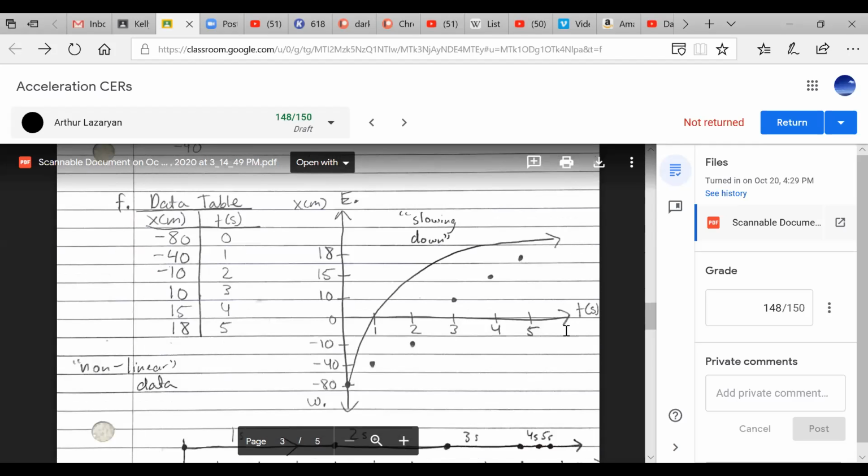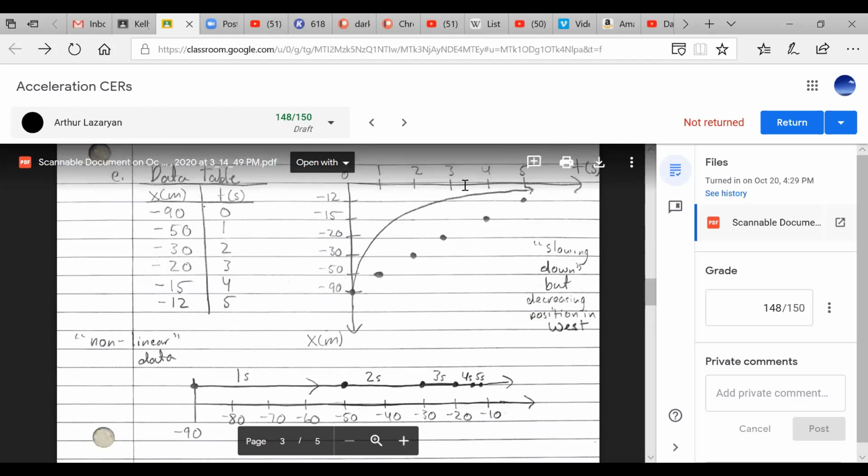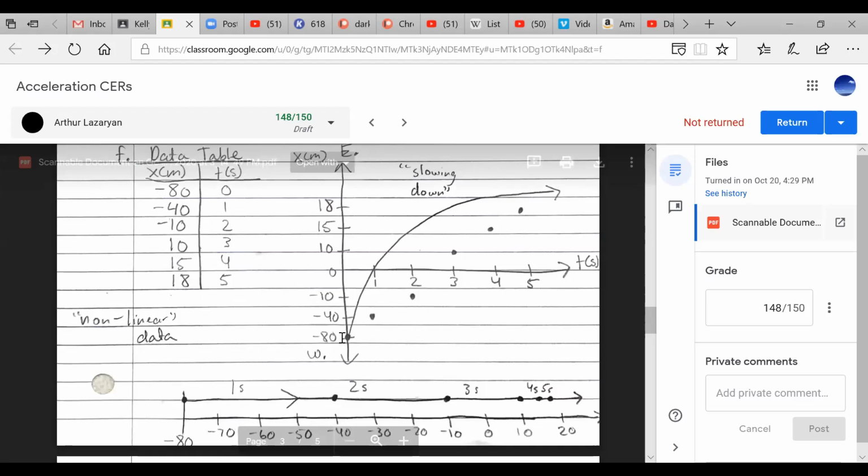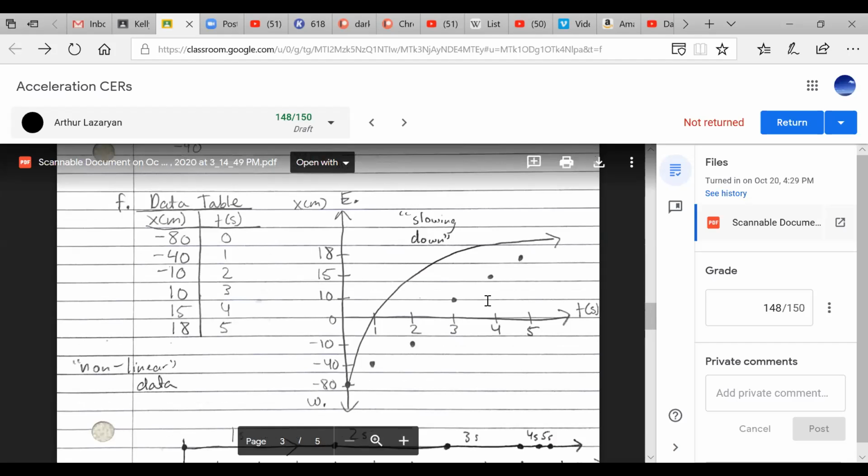Okay, for letter F, we have a car slowing down, moving from west to the east. Much like condition B, E and F are not the same. Okay, so even though E is slowing down in the west, F is slowing down from west to east. So they're not the same.